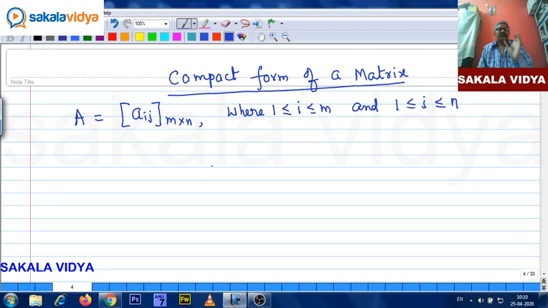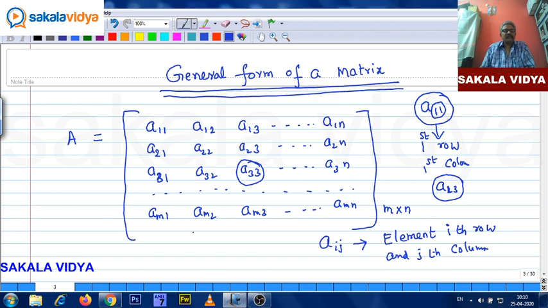So, generally the general matrix can be written in this form: A is equal to Aij, m by n, where 1 less than or equal to i less than or equal to m, 1 less than or equal to j less than or equal to n. That means i takes the values from 1 to m, whereas j takes the values from 1 to n. So, this is the general form, this is the compact form. I hope you have understood now.